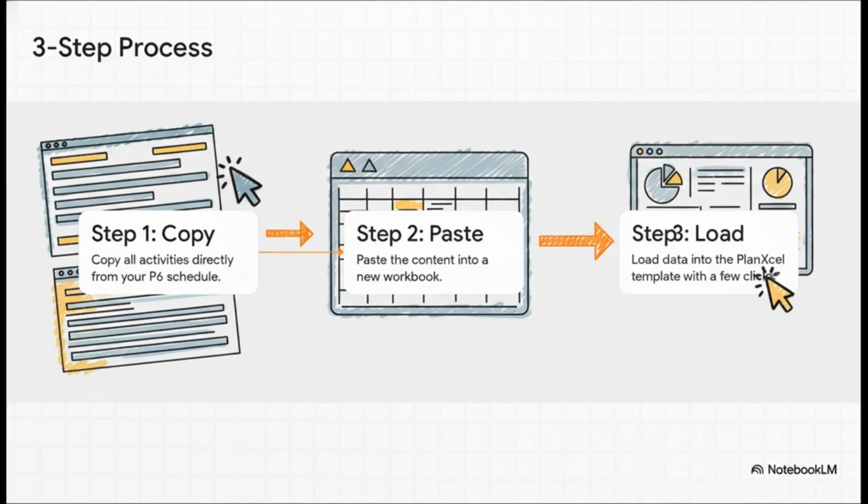You copy your activities right out of P6, you paste them into a workbook, and with a couple of clicks, you load the data into a PlanXcel template. All the complicated stuff, like mapping and formatting, just happens automatically. So you can get straight to the analysis without any of the usual setup headaches.